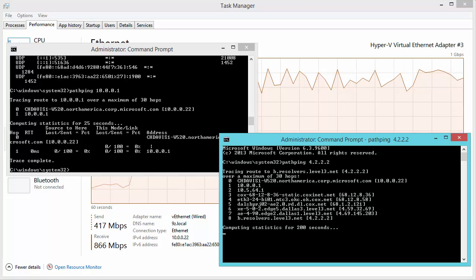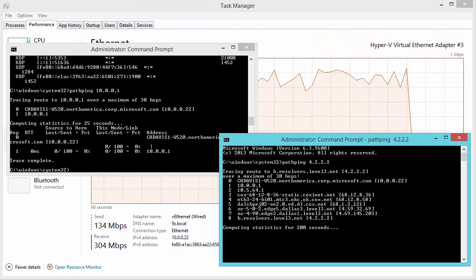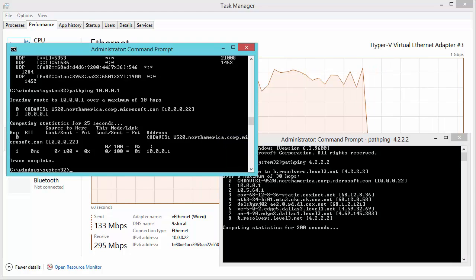Dadgummit, why do I keep doing that? This is my local router right here, the 10.0.0.1, and then 10.5.64.1 is something on Cox's end. Cox's end is right here as well. You can see I got some MTC3, OK, Cox. So those are all the hops between me and Level 3, and I can compute all the statistics for each of these and see which ones had more latency than the others.